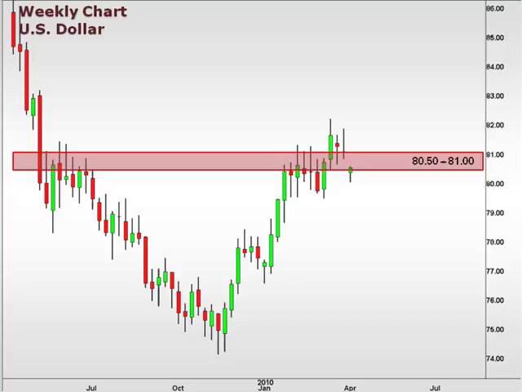Now, as long as the pair value holds within this range, we are still open to the possibility of an extended move higher, taking us up into this 84, 85 box. We would be looking at a break below 79.5 as a signal for a possible deeper retracement on the US dollar against most of the major currencies.